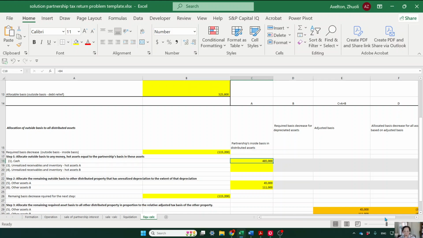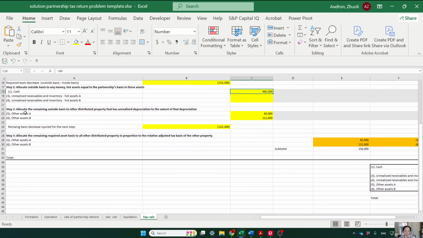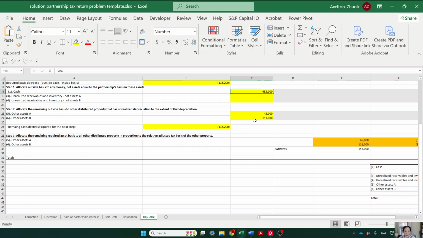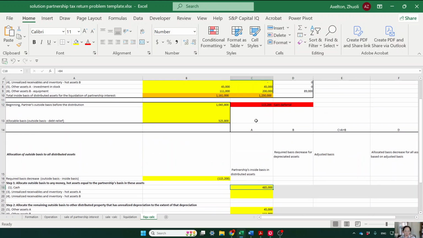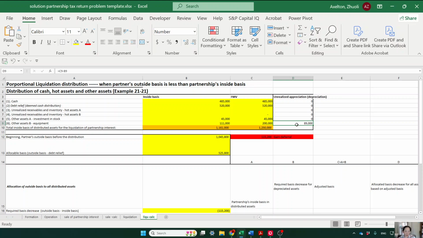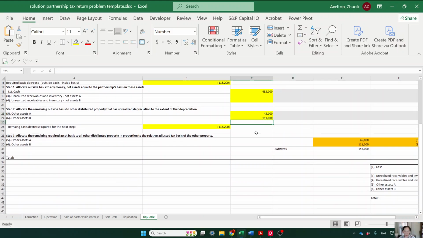485,000. That's the cash piece. Then the second piece is we need to allocate the remaining outside basis to other distributed property that has unrealized depreciation, to the extent of that depreciation. So in this case, we do not have anything. Let's see whether there's any unrealized depreciation. There's no unrealized depreciation. For equipment, actually there is unrealized appreciation. So really, for this step, nothing applies. We're not going to allocate anything specific to this group. We're going to move on to the third step.